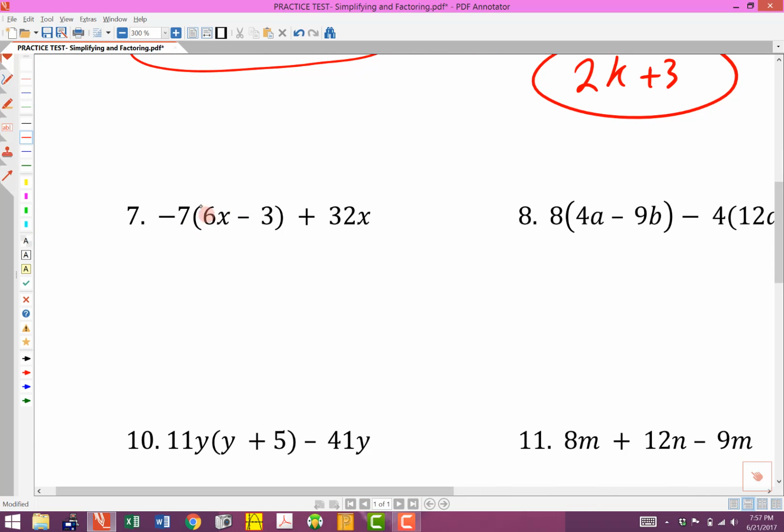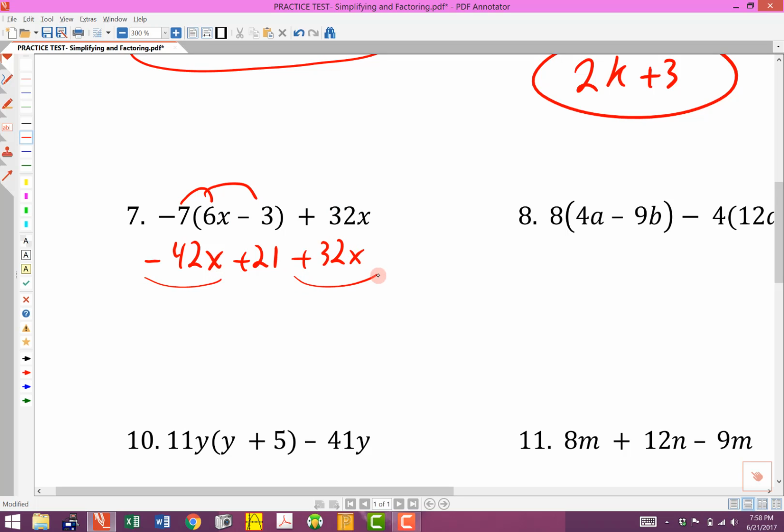Let's see, we're going to distribute through here. Then we'll collect like terms if there are any. So this is going to be a negative 42x. Negative 7 times negative 3 is plus 21. And then notice this is outside parentheses, so there's no distributing the 7 through to this guy right here. So this is just plus 32x.